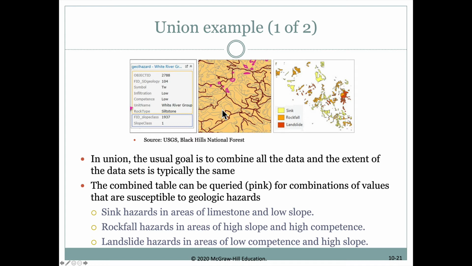And then the landslides might be areas of low competence where the rocks are kind of brittle and crumbly, and they also have high slopes associated with them. All of that would be stored in the new attribute table after we've done the intersect or the union command on the competence layer and the slope layer.